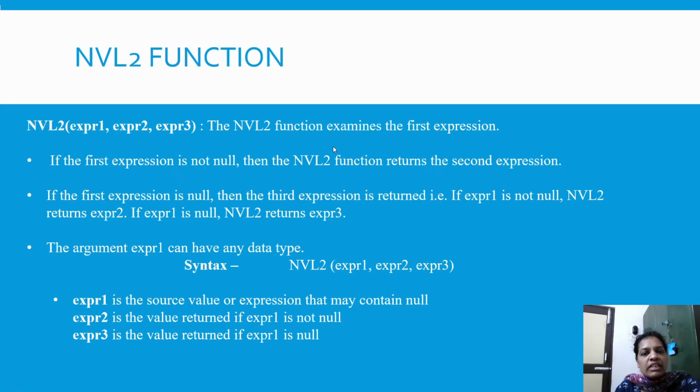The NVL2 function first examines the first expression. If the first expression is not null, then the function returns the second expression. If the first expression is null, then the third expression is returned. If expression 1 is not null, NVL2 returns expression 2. If expression 1 is null, it returns expression 3.